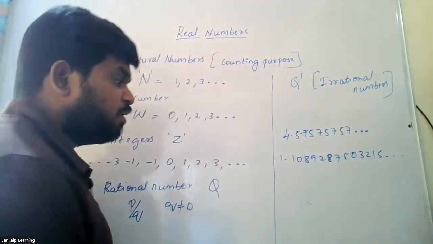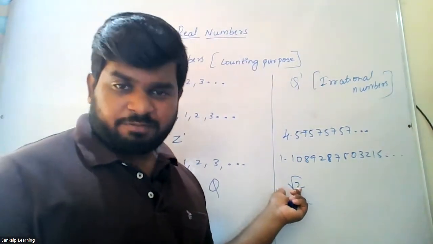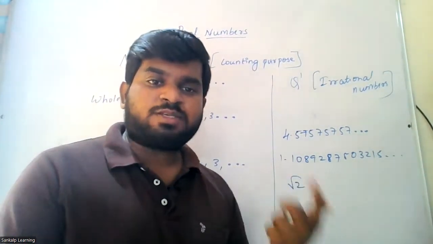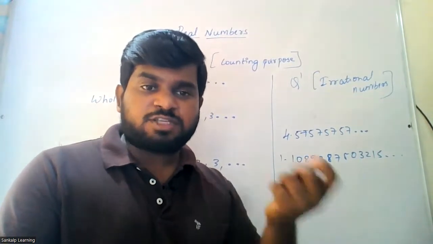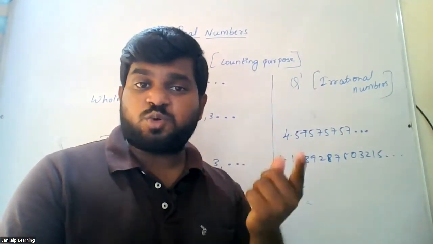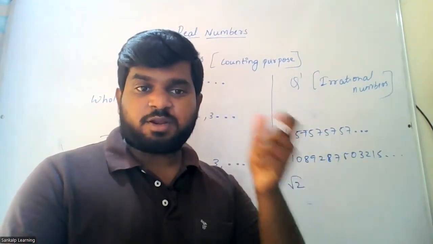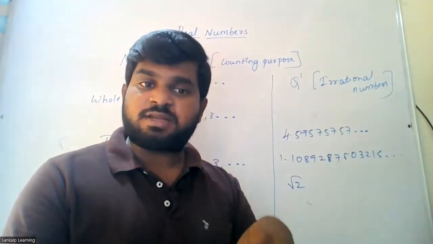To make it simple, root 2. Can I find the square root of 2? What do you mean by square root of 2? A number which multiplied by itself should give you 2. Please do not tell it as 2 ones are. 2 ones are is not correct. 2 is a different number, 1 is a different number. You take any number, multiply it by itself.